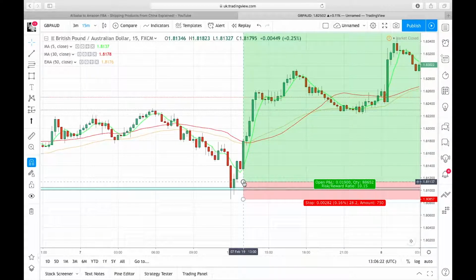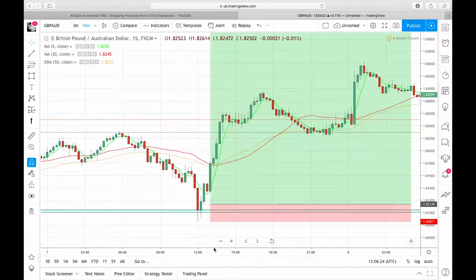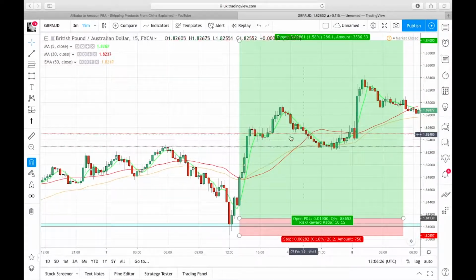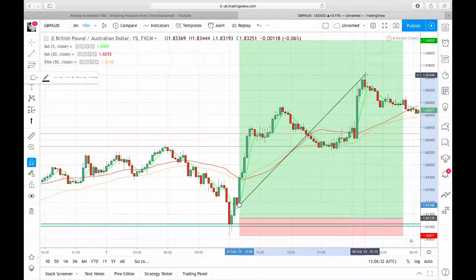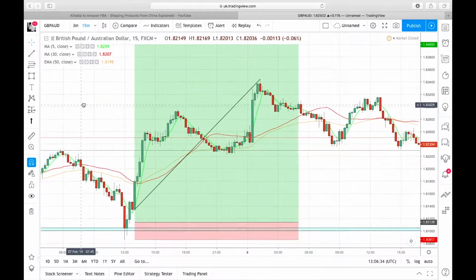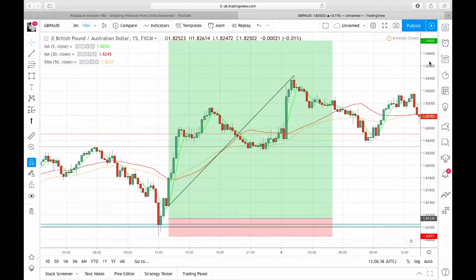However, it didn't come. Instead, price just instantly exploded from this zone here, reaching highs of around 1.834, which still would have been a great trade, around a 1 to 8 risk to reward.